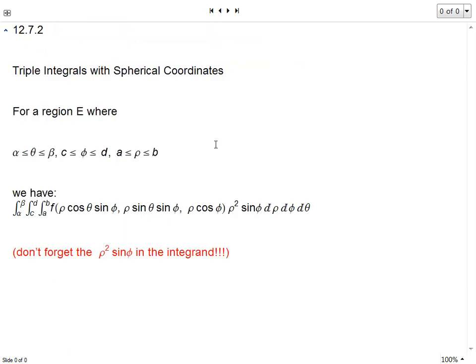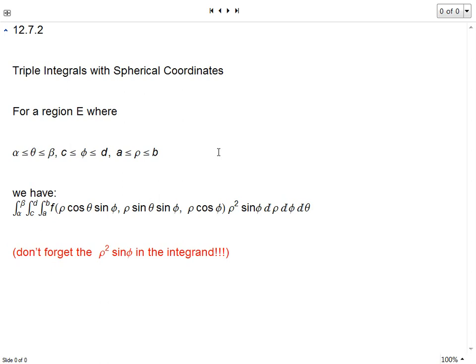So let me go back to our formula here. If theta is between alpha and beta, phi is between C and D, rho is between A and B, then we have a triple integral. The outer integral goes from alpha to beta, and the differential is d theta. The middle integral goes from C to D, that's our restriction on phi, so the middle integral is d phi. And then our inner integral goes from A to B, and that's our restriction on rho.